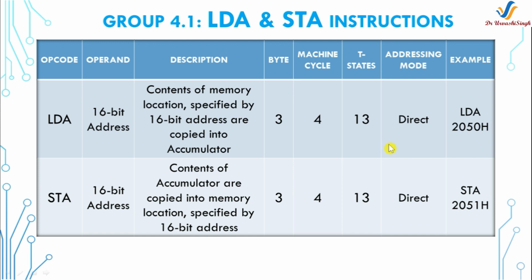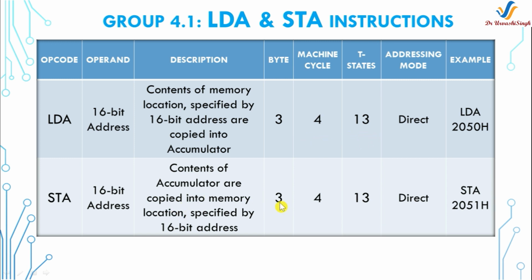Now moving ahead, the second instruction is STA 16-bit address. Once again, the address is directly given in the instruction. Here the accumulator contents will be copied into the mentioned address. For the LDA instruction, the second and third bytes are for the 16-bit address, and the second, third and fourth machine cycles are all the same, that is, memory read machine cycles. Total T states required are 13.